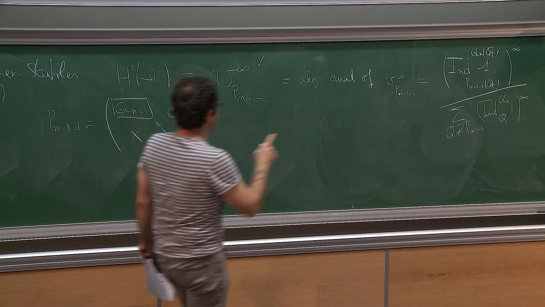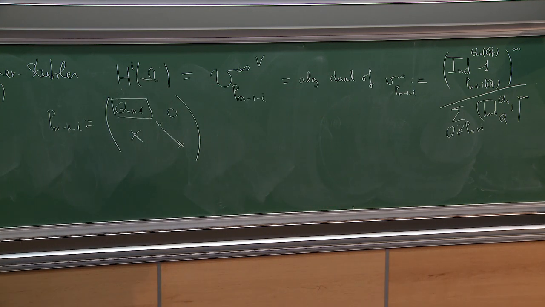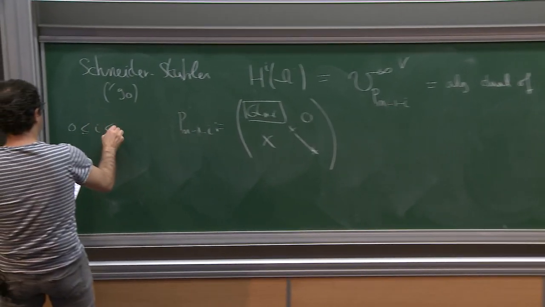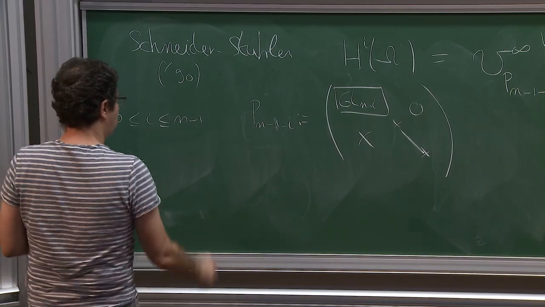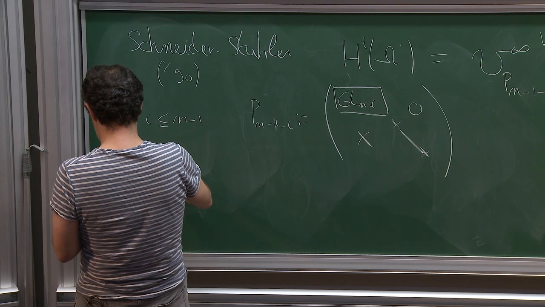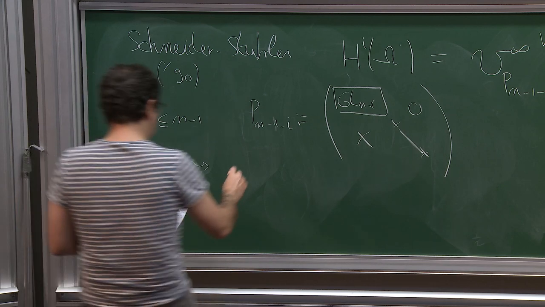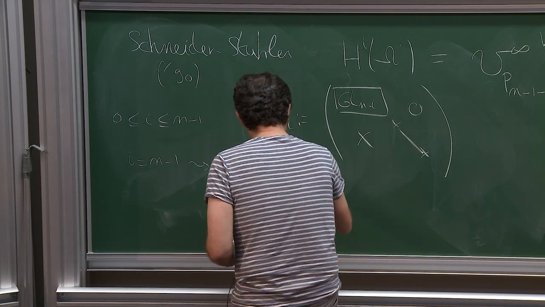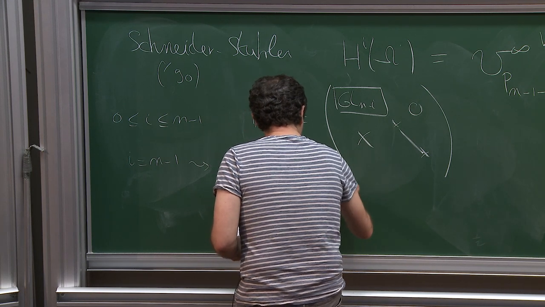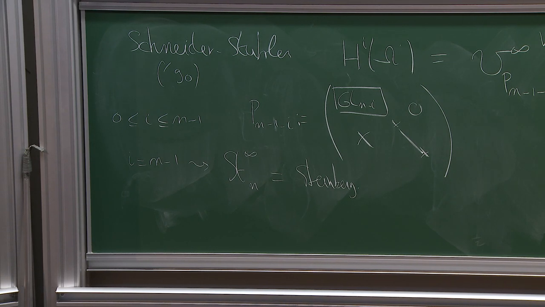There's only one case where I will slightly modify my notation, because I'm so much used to it that I cannot do otherwise. Here of course i is between 0 and n minus 1, and when i equals n minus 1, this is a Steinberg representation, so I will denote it by St_n^infinity. This is the usual smooth Steinberg representation of GL_n. So this was in the early 90s.